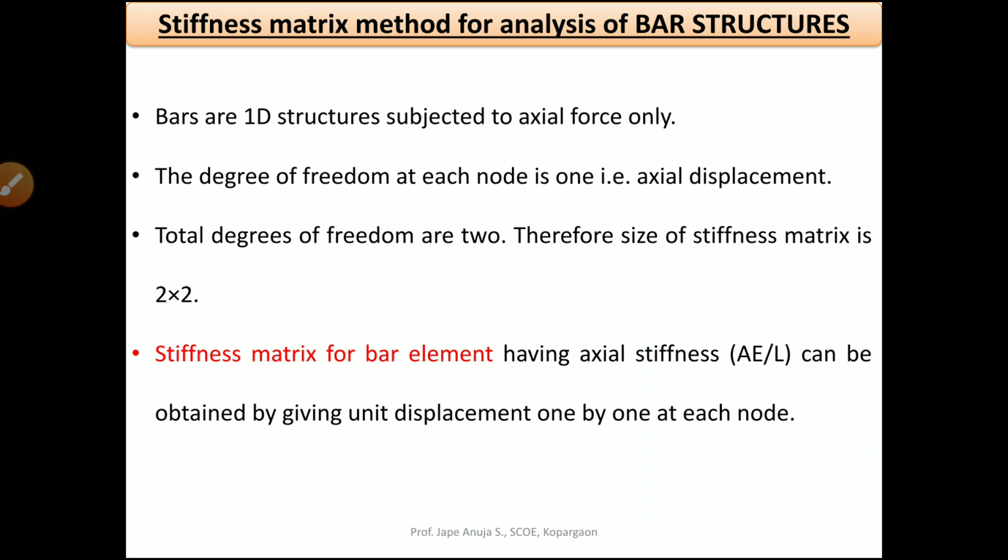If you determine the stiffness matrix for such a structure, for a single element, then the size of the stiffness matrix, which mainly depends upon the degree of freedom, will be 2 by 2. That means a total of 4 elements will be there in the stiffness matrix K. Here we'll derive this stiffness matrix for the bar element, which can be obtained by giving the unit displacement one by one at each node. That will be explained in the next slide.